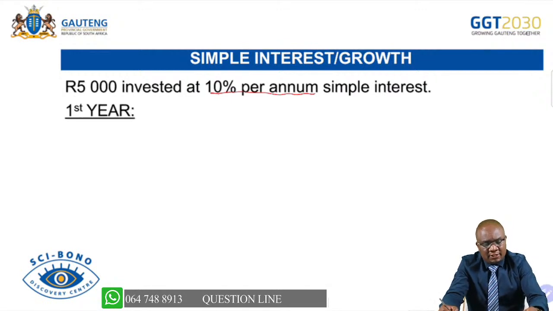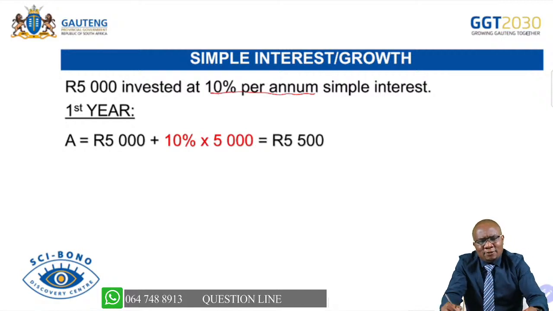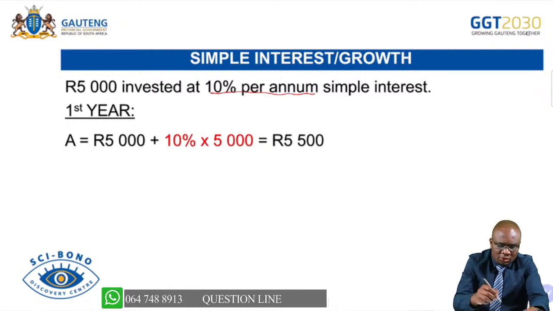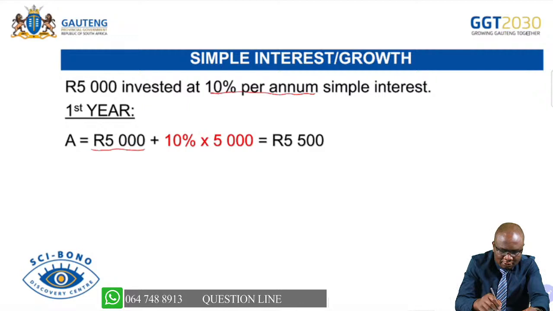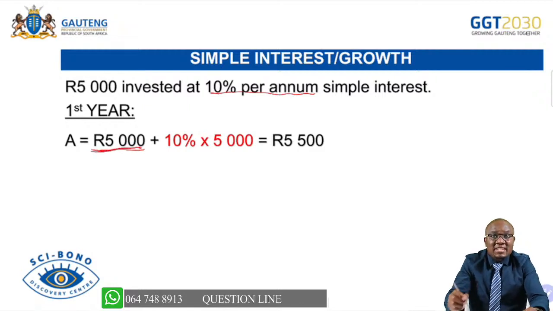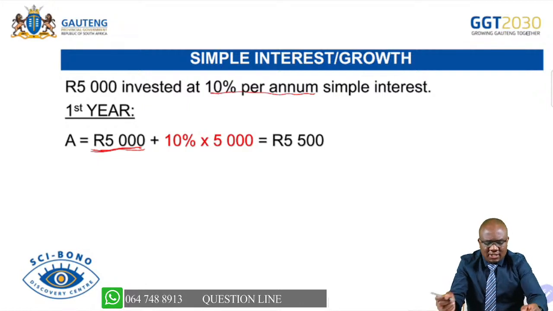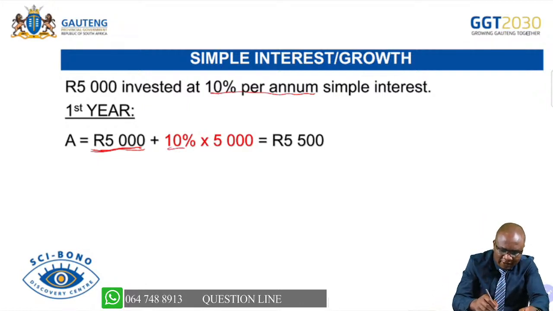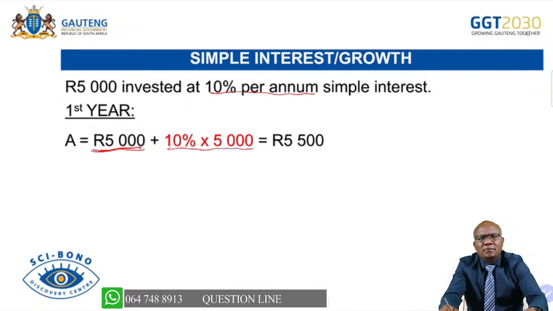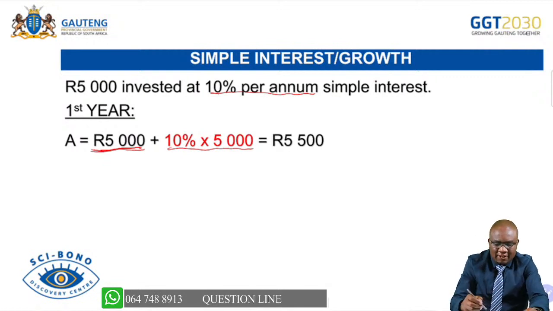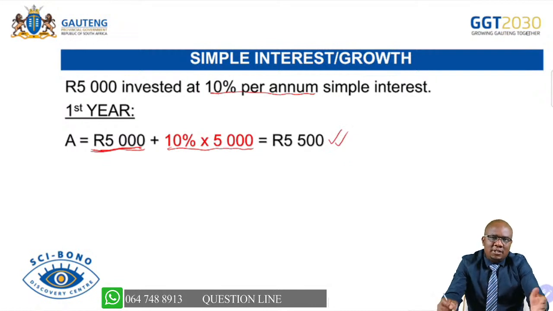It's 5,000. So now, at the end of the first year, you are going to have your 5,000 that you invested, plus the interest. And what is the interest? It is 10% of 5,000. So what is 10% of 5,000? It's 500 rand. So it means at the end of the first year, you will have 5,500, which is this. Let's go to the second year.